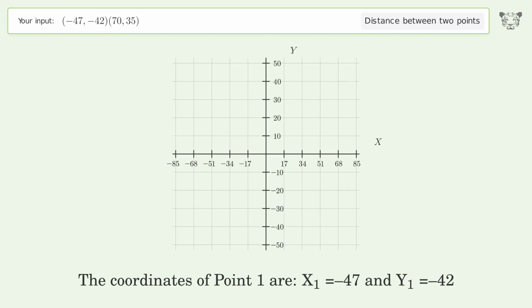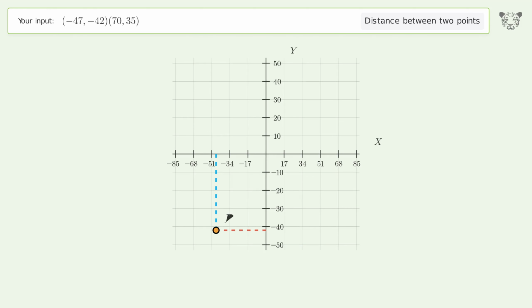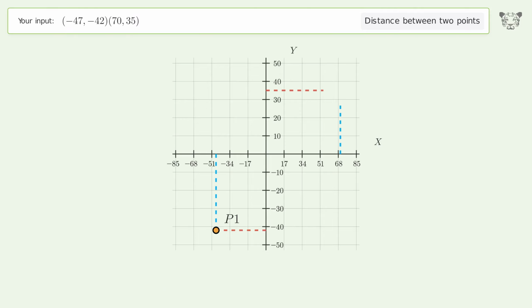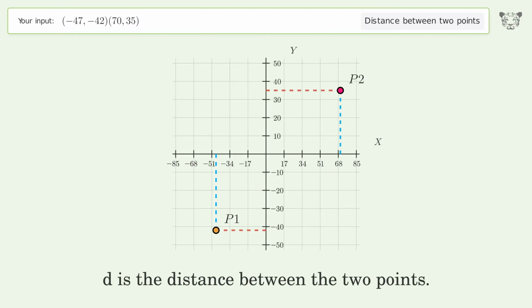The coordinates of point 1 are, x1 equals -47 and y1 equals -42. The coordinates of point 2 are, x2 equals 70 and y2 equals 35. D is the distance between the 2 points.